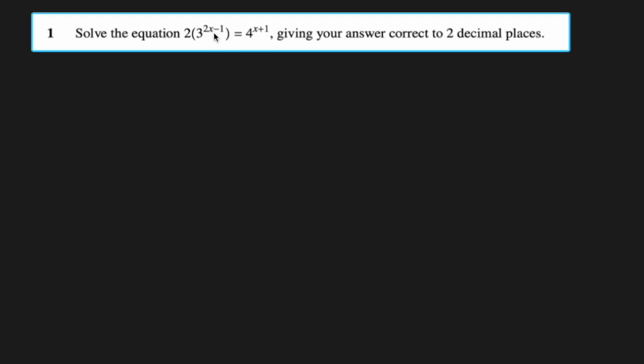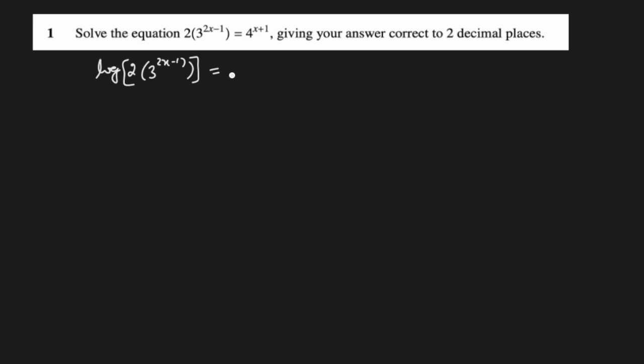Here we see that x's are the exponents. To bring down the exponents, we apply log to both sides. So it will become log 2 times 3 to the power 2x minus 1, and put a bracket here, because this log is being applied to the whole of the left side and the whole of the right side, but the right side has only one term. Left side has two of them, so that's why we have to put a bigger bracket there.